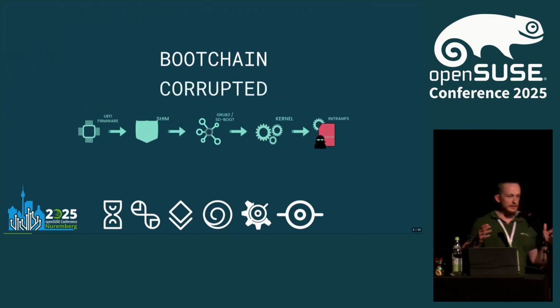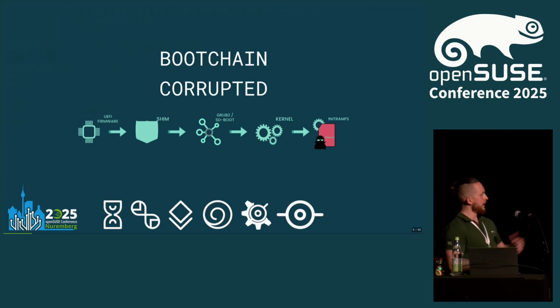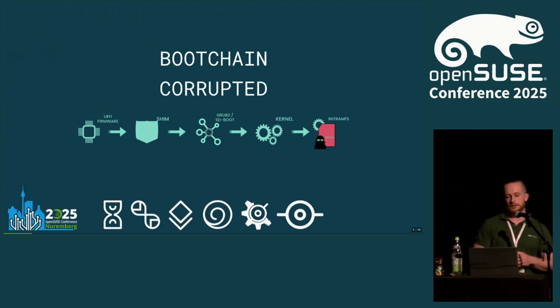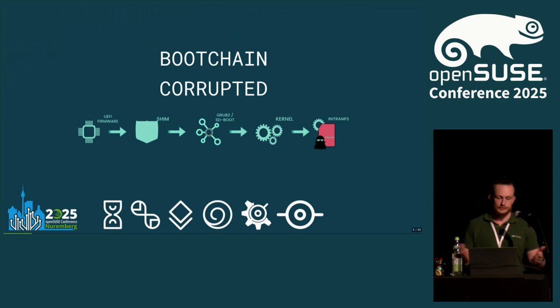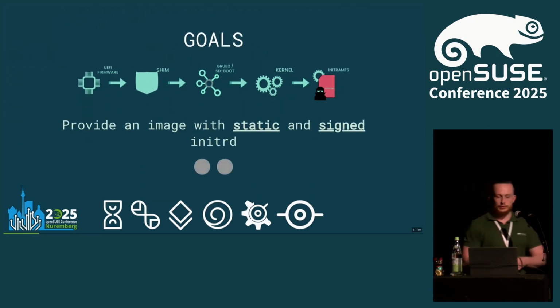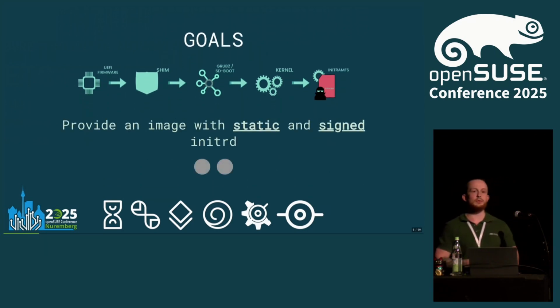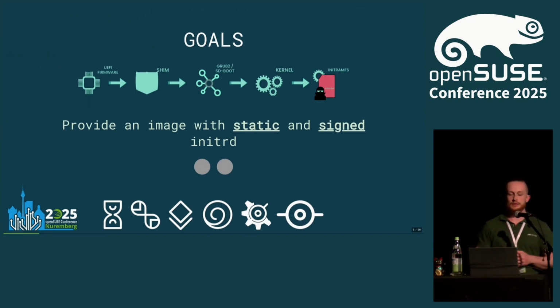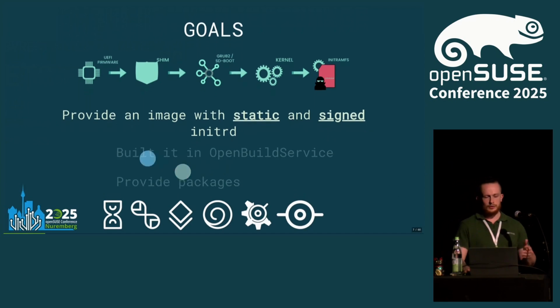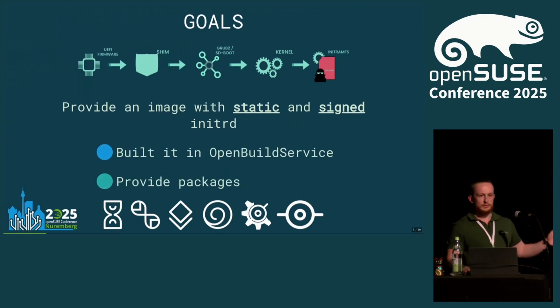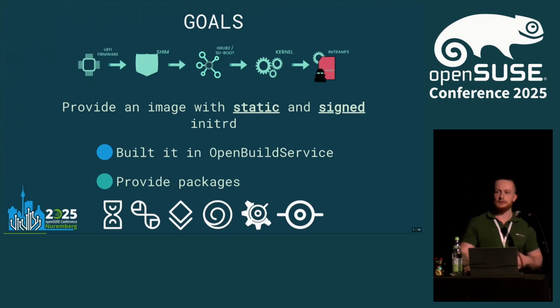Therefore, in this boot chain, everything is secure except the initramfs, because it is not signed by the vendor, for the good reason that it has been built locally. So yes, your boot chain could be corrupted. For that, we are thinking we could provide an image that includes a static and signed initrd. So we want to know if it would be possible to build this kind of initrd in our Open Build Service to provide it in packages.